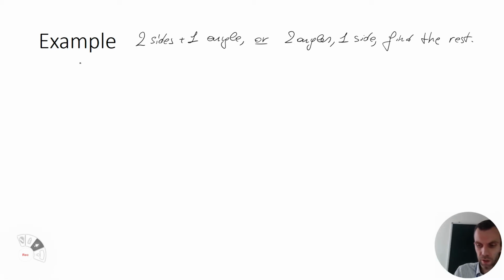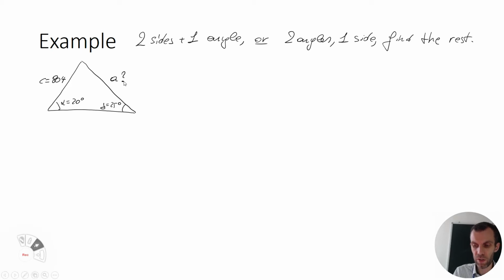So here, let's take, for example, the following triangle. I have an angle here that's 20 degrees. I have that the side C is 804. I have that the angle gamma is, a bit too small, gamma is 25 degrees. And what I want to know is the length of the sides A and B. So here I want to find A and B.